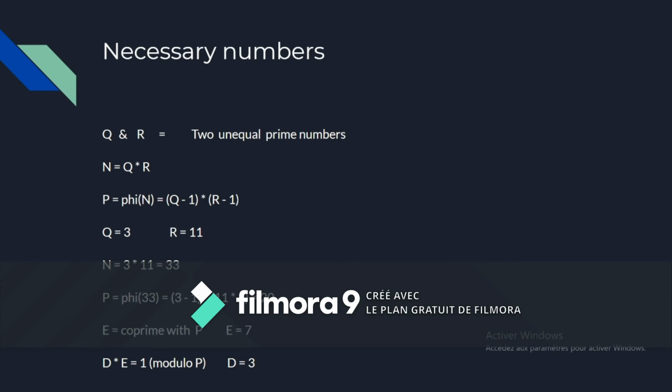Then you're going to have to use D. D will have to be the modular inverse of E, which means that when multiplied by E it will be equal to 1 modulo P. So if we picked E to be equal to 7, because 7 and 20 only have one common divisor, which is 1, then D will be equal to 3.